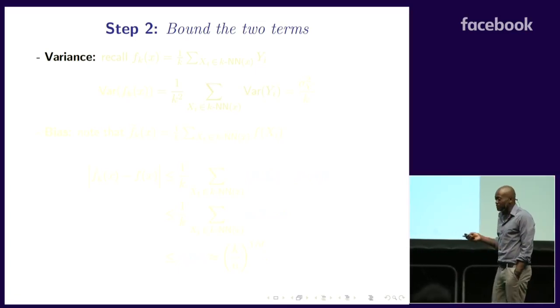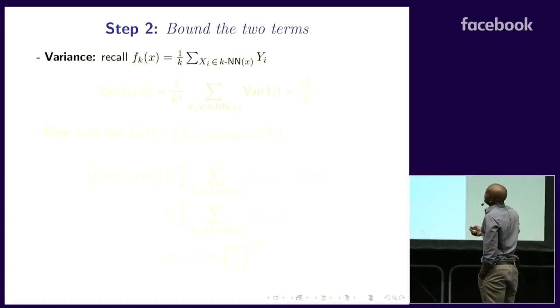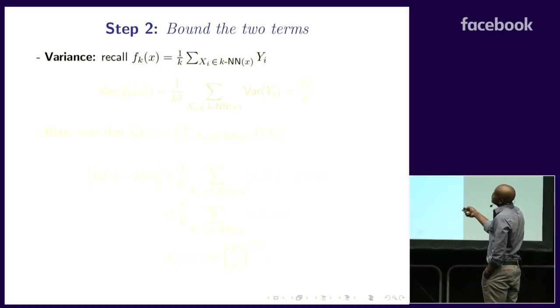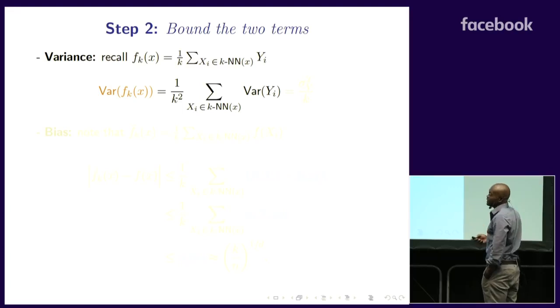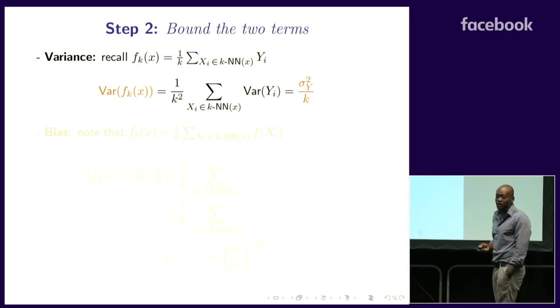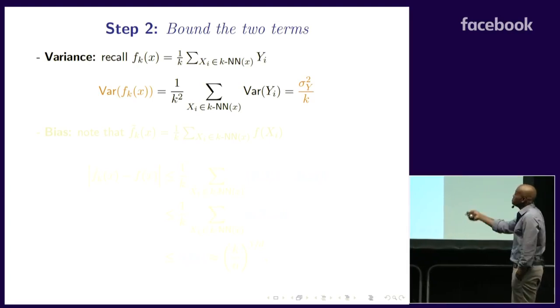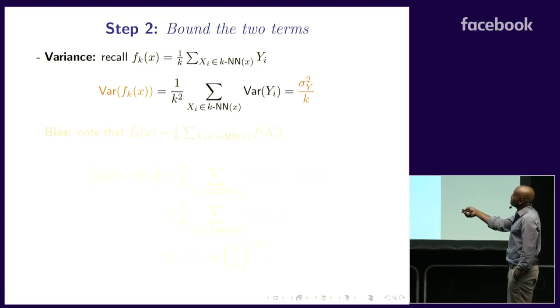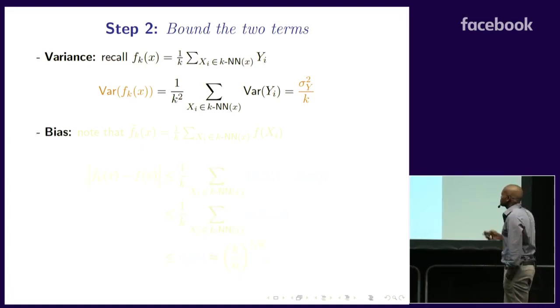The variance is fairly direct to bound. Recall that fk of x is just an average of yi. We know how to compute the variance of an average, and it is computed easily like this. What we get in the end is that the variance of fk of x is about sigma squared y over k, where sigma squared y is the variance of each of the individual yi's. So that's a quick step. The variance of fk behaves like 1 over k.